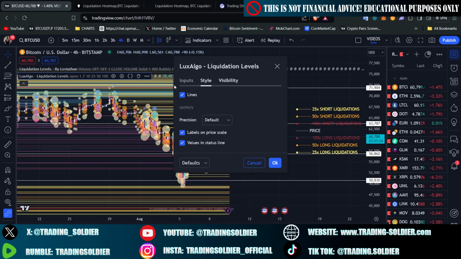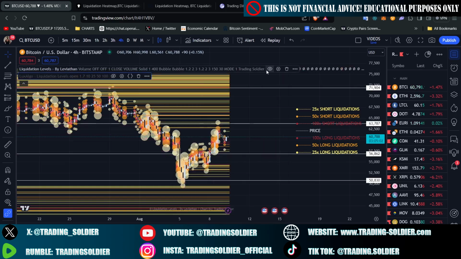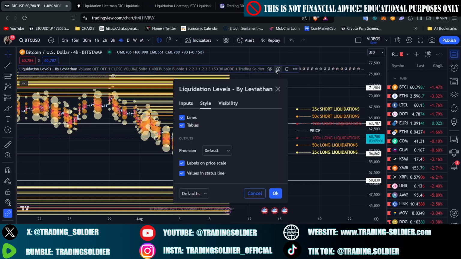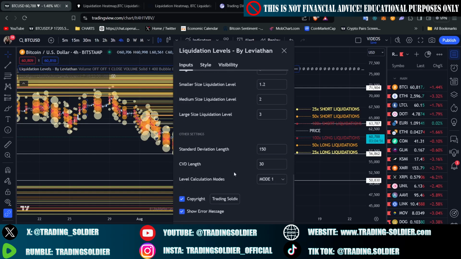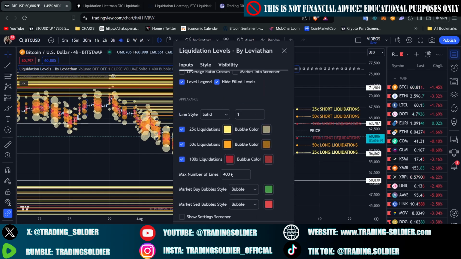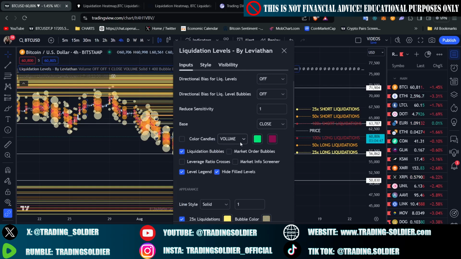On the other hand, if you switch off the one from LuxAlgo and go to the one from Leviathan that I explained before, you have a lot of features and a lot of settings to personalize and customize this indicator to your needs. And this obviously gives you an edge, because if you know how to do the settings on this indicator, you will have better results than other traders that are using the same base indicator with the same settings.